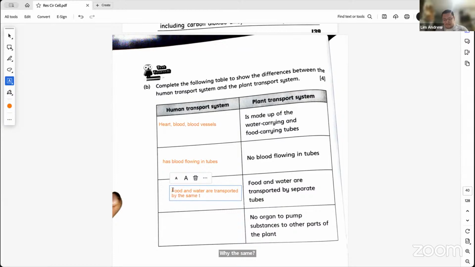Last question. For the plant transport system, there is no organ to pump any substance, but for humans there is an organ known as the heart to pump blood to other parts of the body.